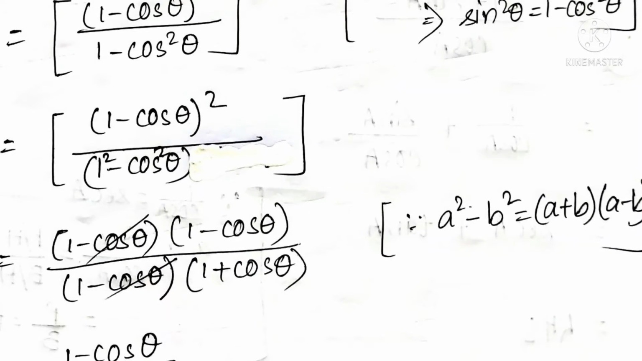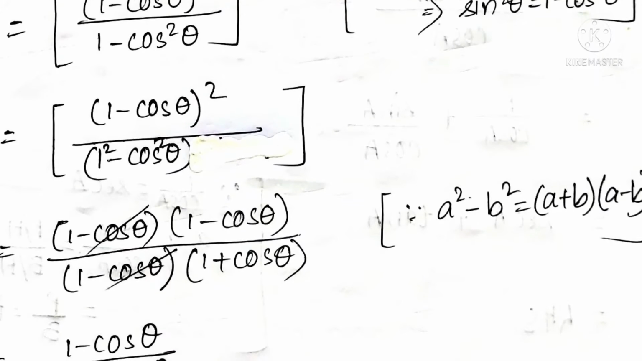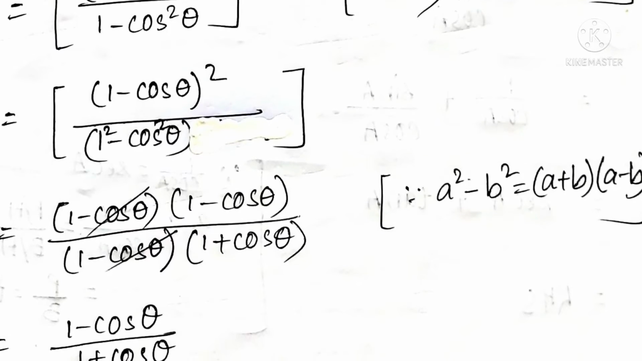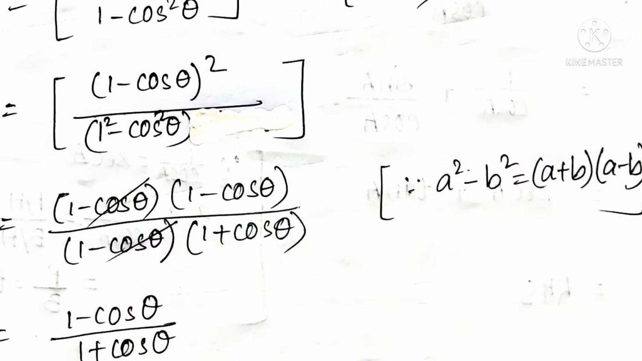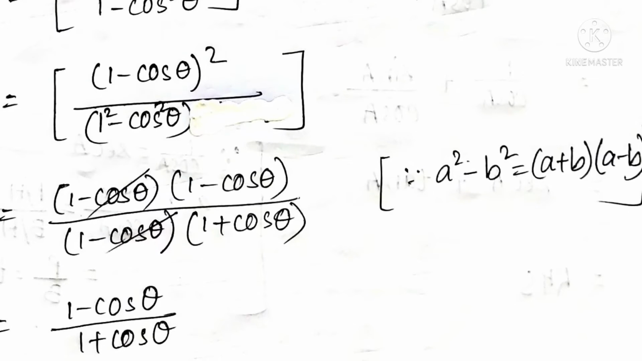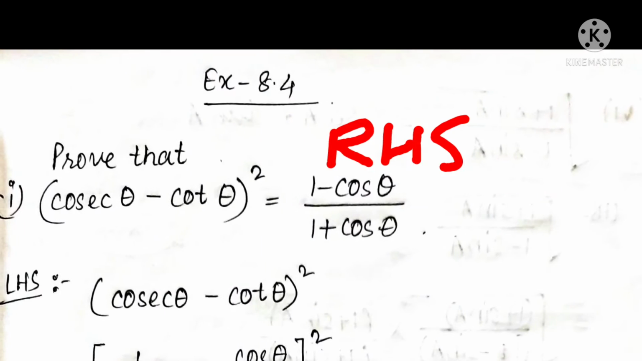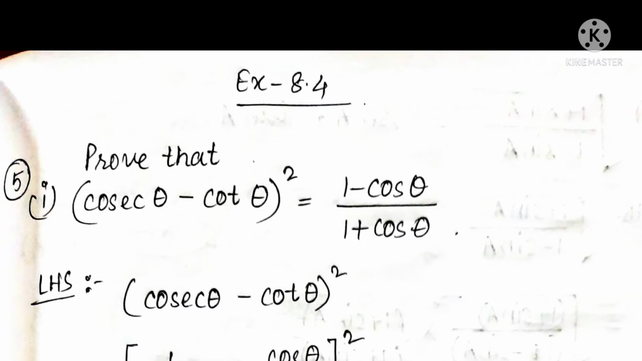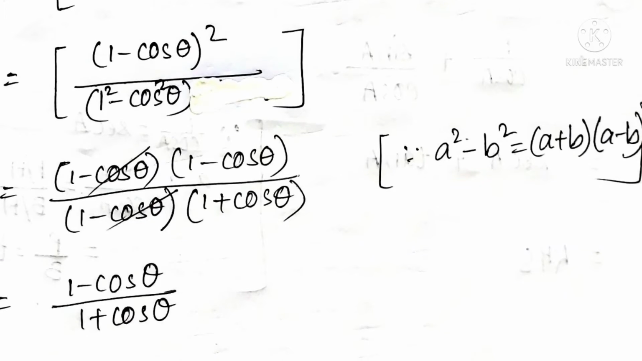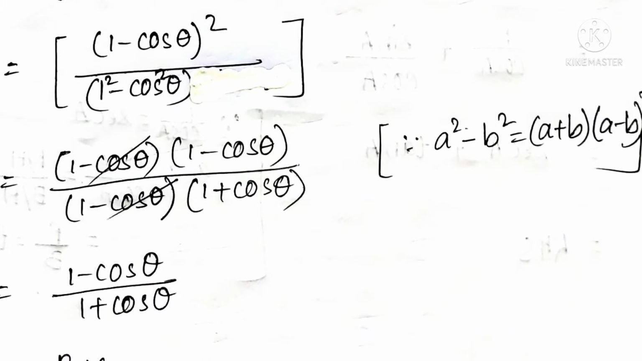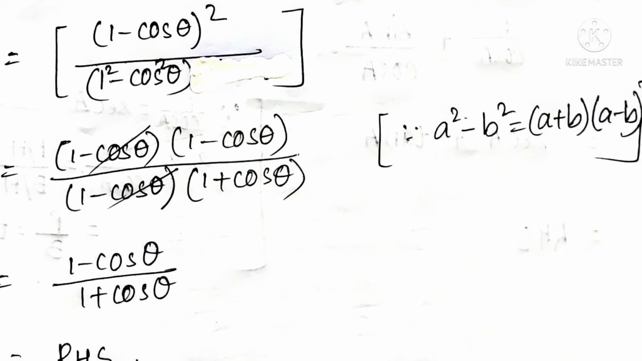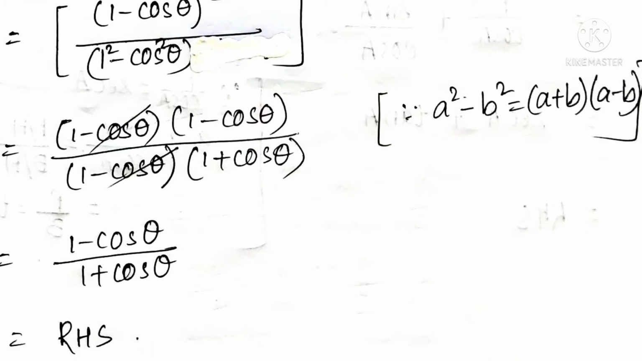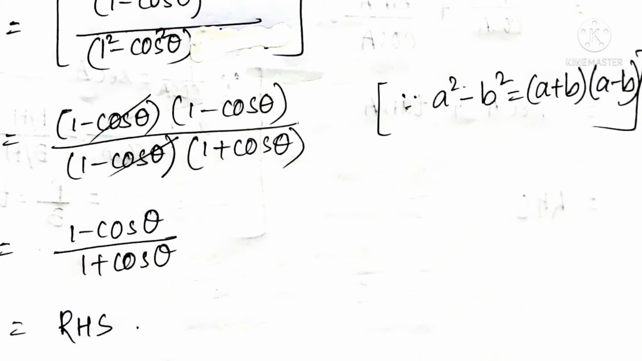So by this way we can cancel out the common term from numerator and denominator, that is 1 minus cos theta. So after cancelling this term we will get finally 1 minus cos theta by 1 plus cos theta. So that will be our right hand side part. You can see in right hand side 1 minus cos theta by 1 plus cos theta is there. So that means by solving the left hand side part, by simplifying and by using the identity, we are getting the right hand side part. Therefore we can say the left hand side is equal to the right hand side part.